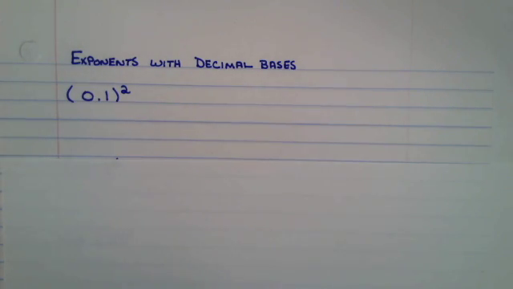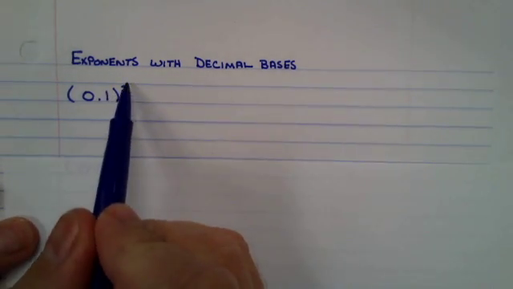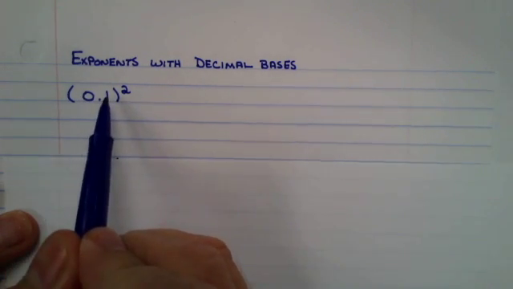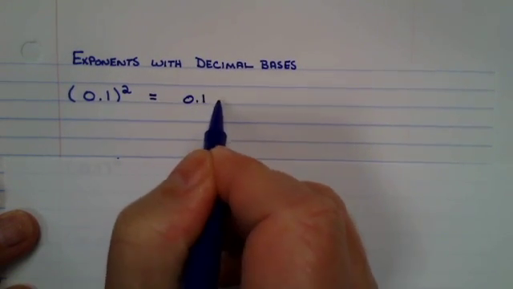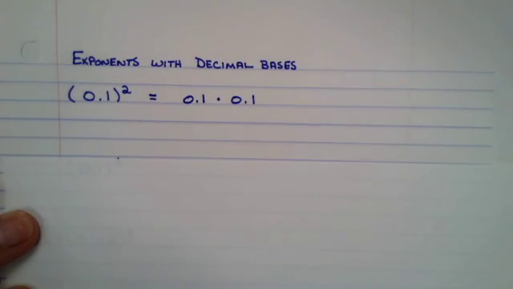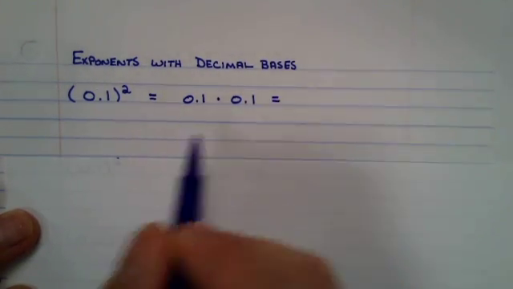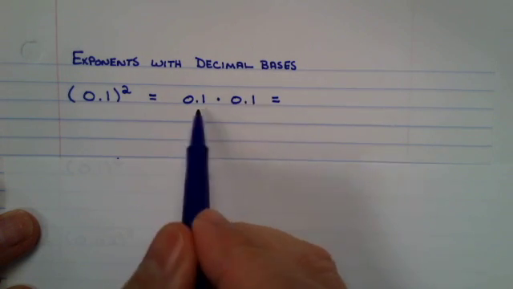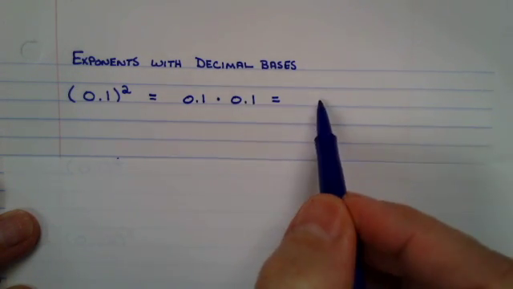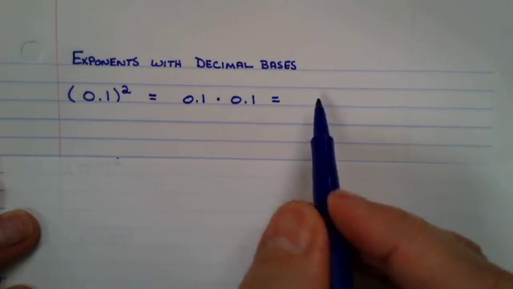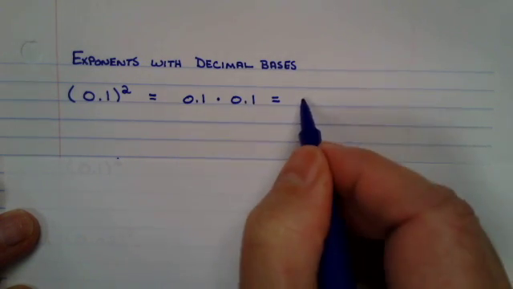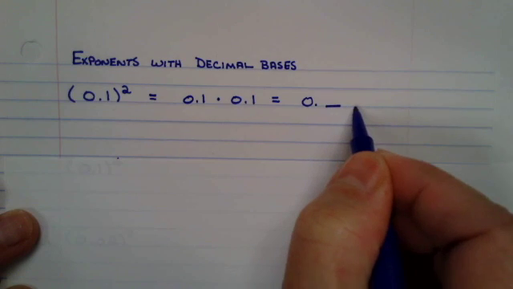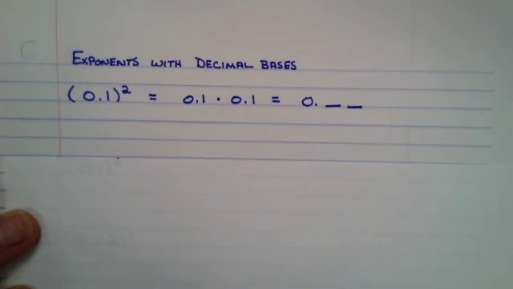In this video, we're going to apply the properties of exponents to decimal bases. This exponent is telling us to take what's inside the parentheses and multiply it to itself that many times. So I'm going to take 0.1 and multiply it by 0.1. Something special about multiplying decimals like this: how many numbers are after the decimal point is how many numbers will be in your answer. This has 2 numbers behind the decimal point, so my answer is going to have 2 numbers after the decimal point.